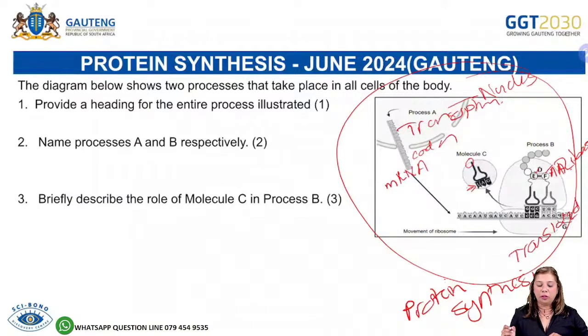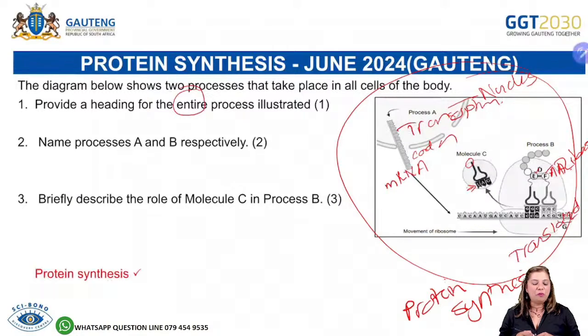The diagram below shows two processes that take place in all cells in the body. Provide a heading for the entire process illustrated. Notice, did they say a process? They said the entire. You must read very, very carefully, because sometimes they can trick us, okay? And that would be protein synthesis.